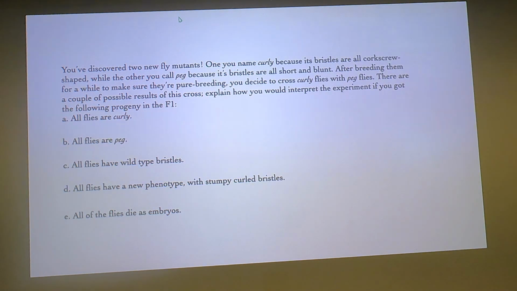And I'm asking you to interpret them. Okay, so you do this cross, and in the F1s, all of the flies are curly. What does that mean? Curly gene is dominant. Curly is dominant. In this case, it also tells you that curly and peg are probably allelic. So they're probably at the same locus.